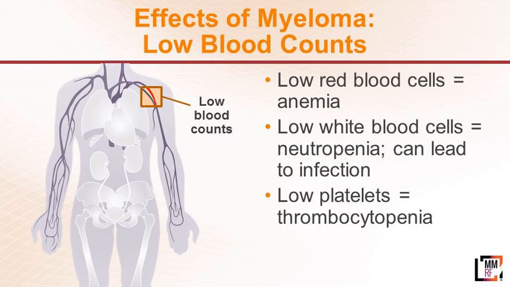So the effects of myeloma in low blood counts. If you have low red blood cells, you have anemia. If you have low white blood cells, it's called neutropenia. And when you are neutropenic, you have an increased risk of getting infections. We also have low platelets, which is called thrombocytopenia.